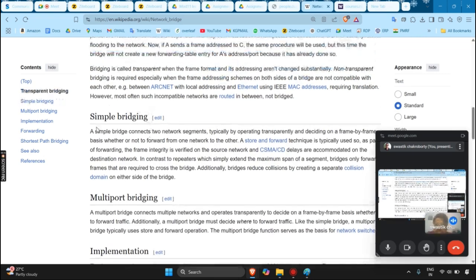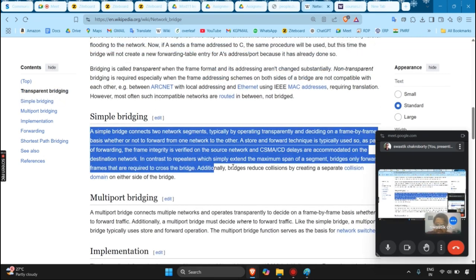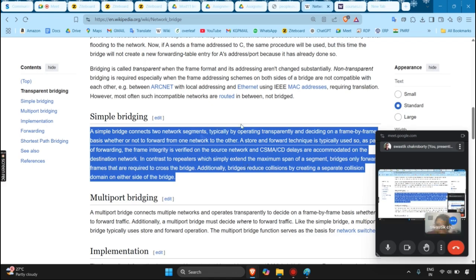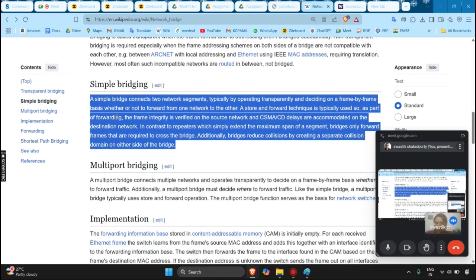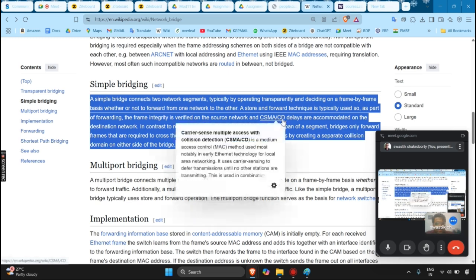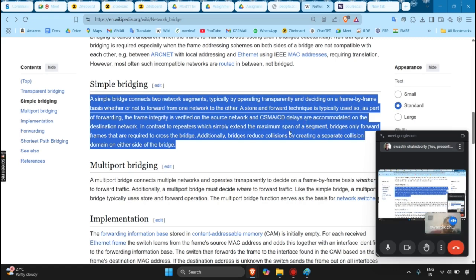there are multiple bridging techniques. The first bridging technique is a simple bridge, which connects two network segments, typically by operating independently and deciding on a frame by frame basis whether or not to forward from one network to another. A store and forward technique is typically used. As part of forwarding, the frame integrity is verified on the source network, and CSMA/CD delays are accommodated on the destination network.